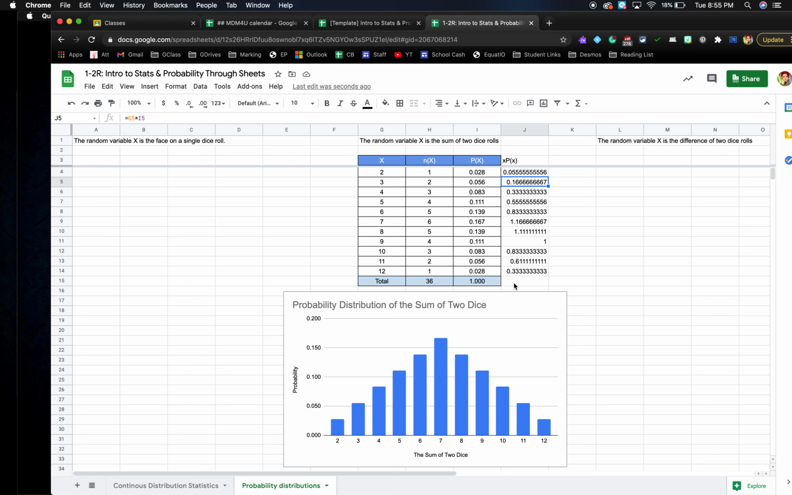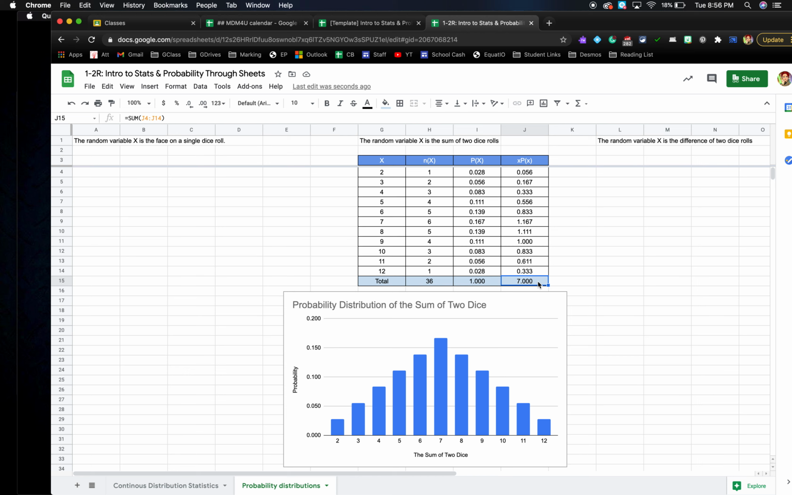Okay, so in order to get the expected value, we need to find the sum. So I'm going to find the sum of that particular column. So the expected value is 7. I'm going to format this. Actually, to format this, I'm going to use the paintbrush, and I'm just going to paint it there. Okay. So the expected value in this case is 7.